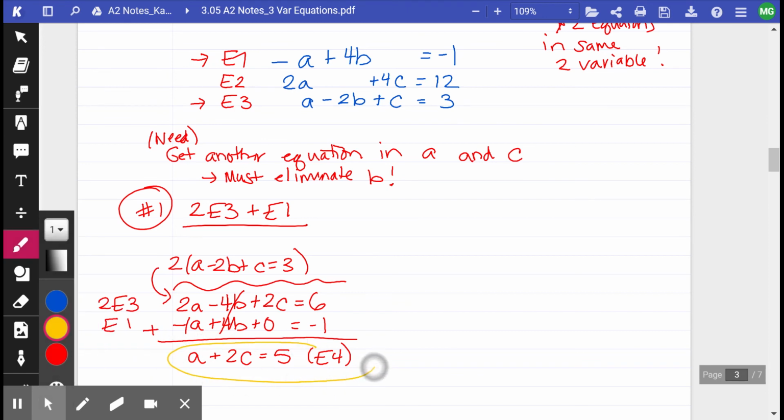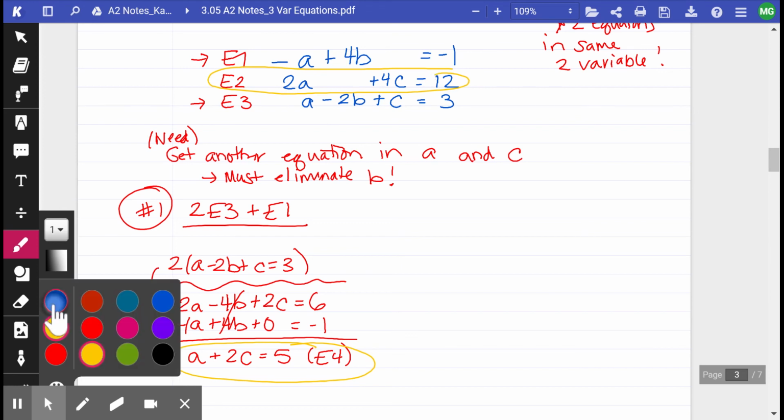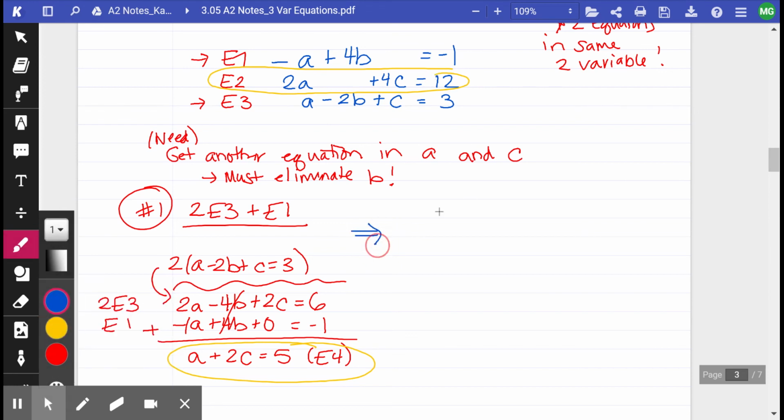So now I have this equation that's in just A and C, and I have this equation in A and C. So I have two equations in the same two variables. I need to eliminate either the A or the C now. All right, so I have an A here and a 2A here, so let's multiply equation 4 by negative 2 and add it to equation 2. Again, you always should be adding your equations, so I should not see E2 minus 2E4. You could do E2 plus negative 2E4, but I don't want you subtracting equations.